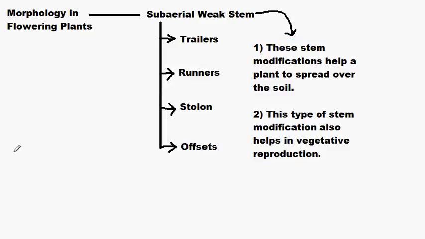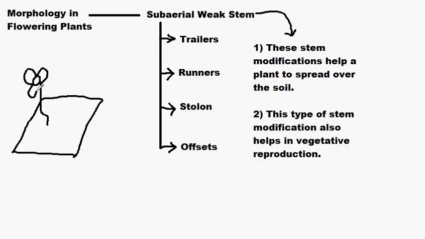If this is the soil surface, I am trying to draw it in 3 dimensions. And a plant has grown, maybe some type of plant has grown, and its branches will be there. Trying my best to draw the plant. Hope you can see the plant.